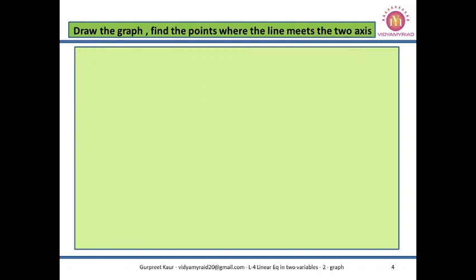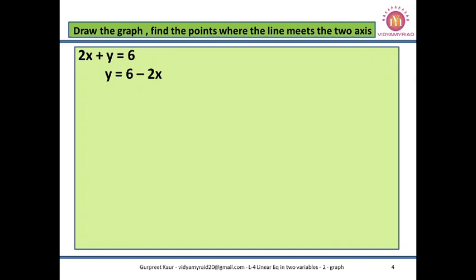Now the next question is, you will draw a graph and you will find out the points where the line meets the two axes, which means the x axis and y axis. Let us see the question here. You have 2x plus y is equal to 6. So I can rewrite it as y is equal to 6 minus 2x.